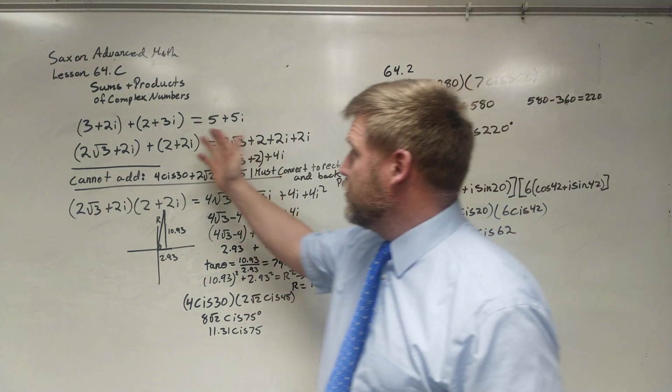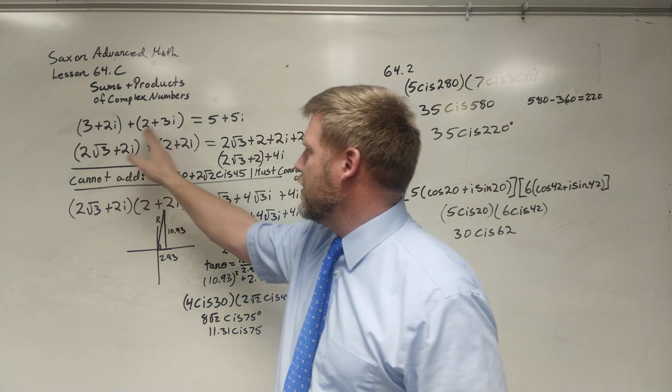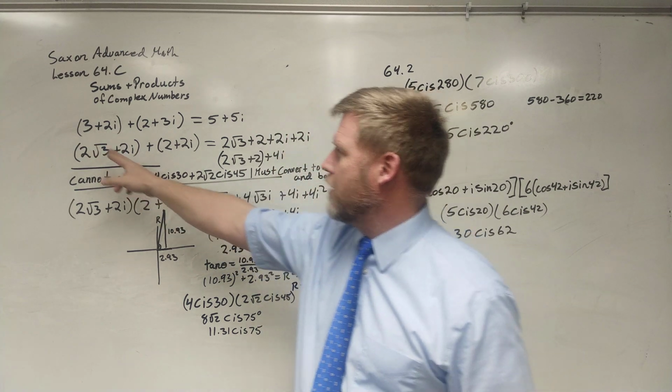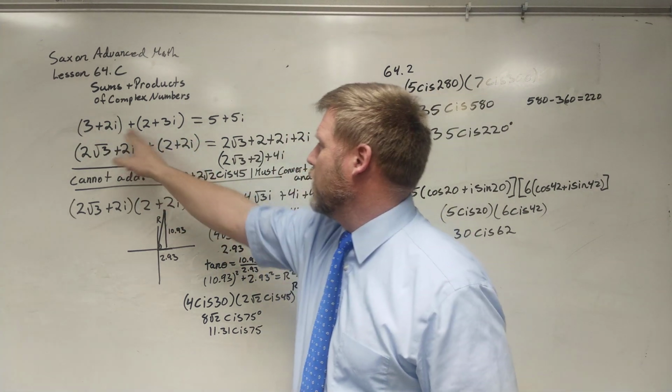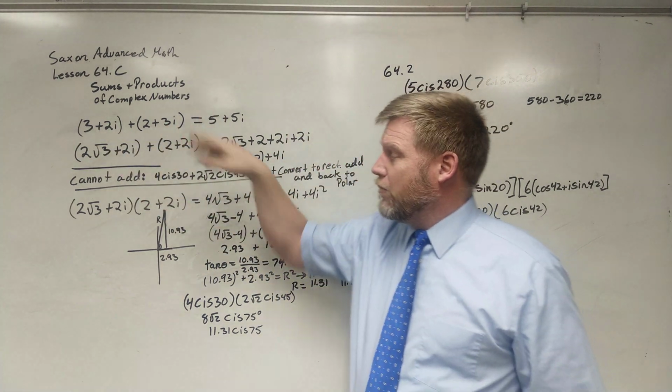We already know when we're doing this, we wouldn't really even need the parentheses, right? We could drop the parentheses and just say 3 and 2 is 5, and 2i and 3i is 5i, and we know how to do that.